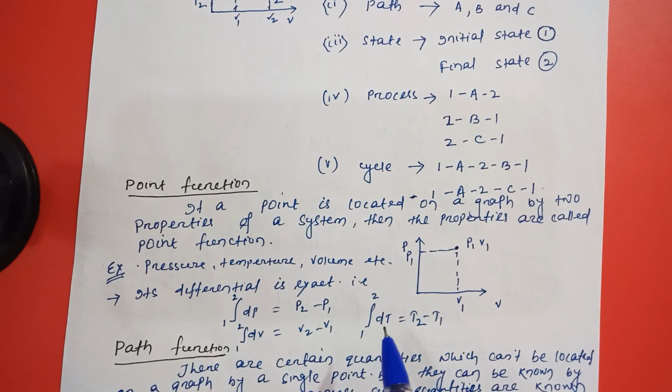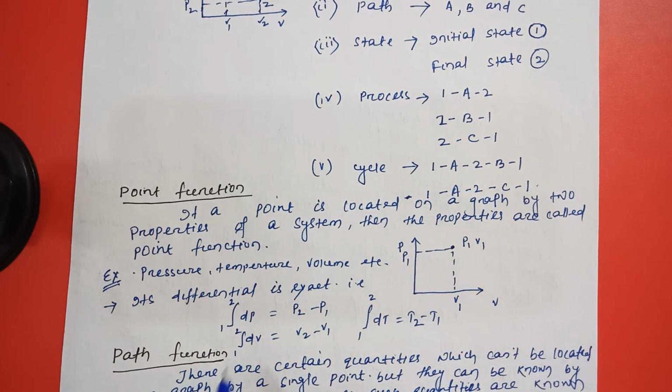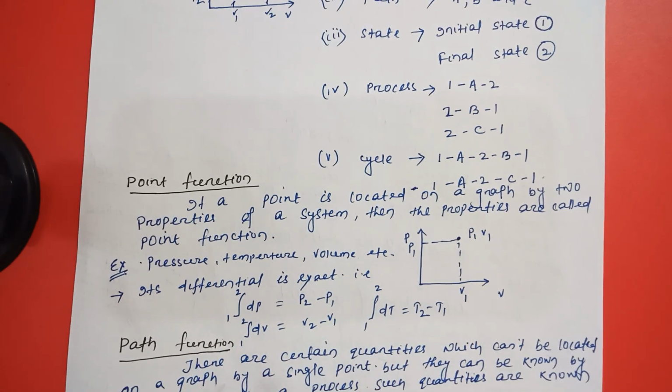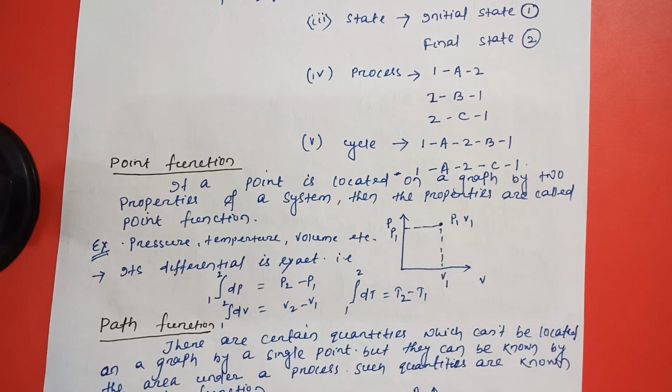So point functions are pressure, volume, temperature. Their differential is exact. Means integration of dP from 1 to 2 is P2 minus P1. Integration of dV from 1 to 2 is equal to V2 minus V1. Similarly, integration of dT is equal to T2 minus T1.